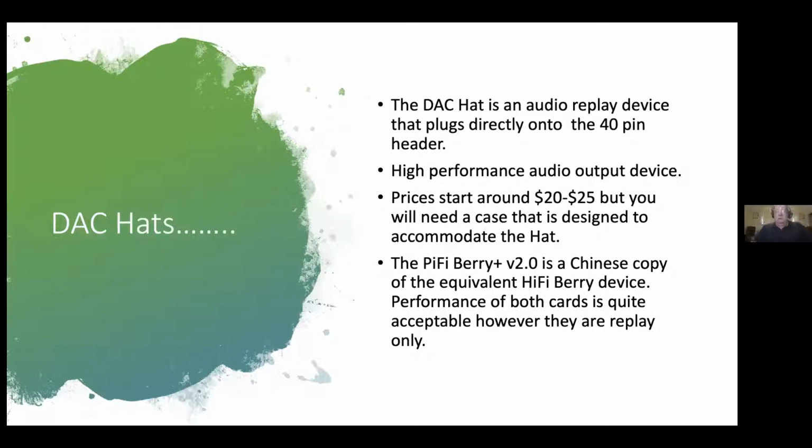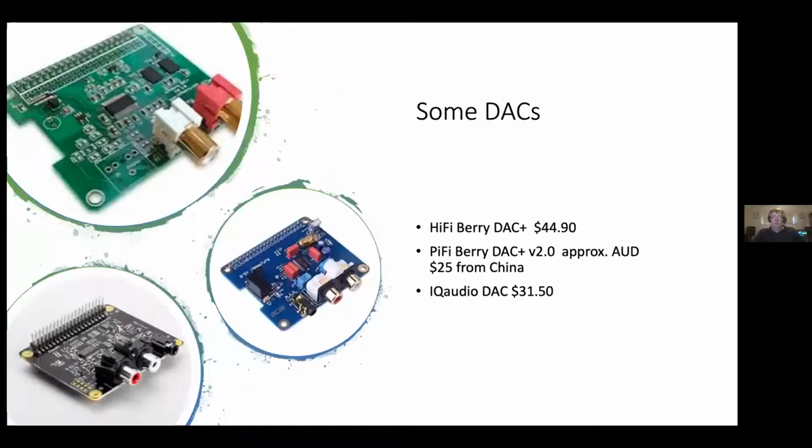So, as John already mentioned, we call the add-on boards a hat, and prices start at around $20 to $25, and they go up from there. The Pi-Fi Berry Plus version 2.0, that's a Chinese equivalent of the HiFiBerry high performance card, and that seems to work pretty well. I think they're about $25 when you source them. Some of the more commonly available DACs, the HiFiBerry DAC is the green card up top. These are all replay only devices. The Pi-Fi Berry is the blue, and the IQ Audio DAC is the card at the bottom of the screen.